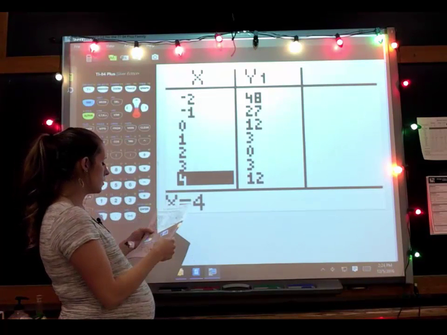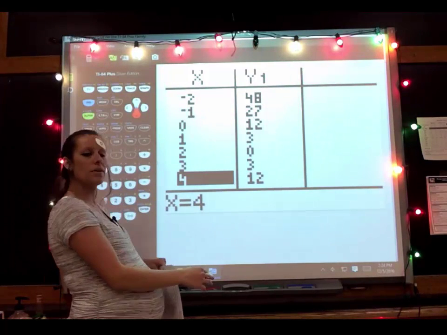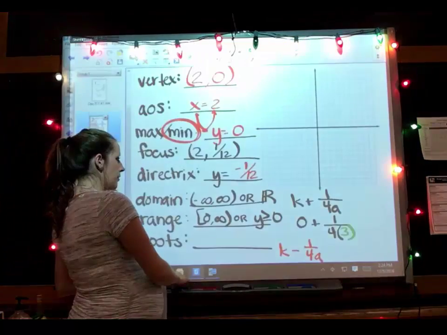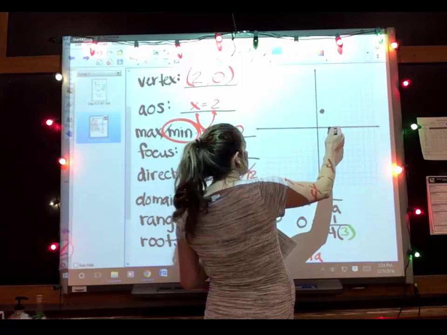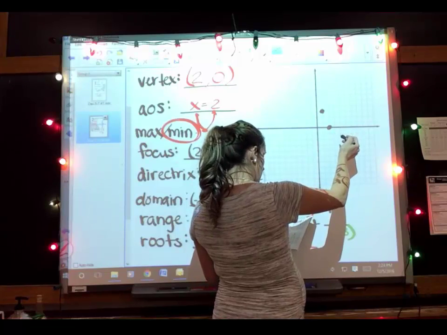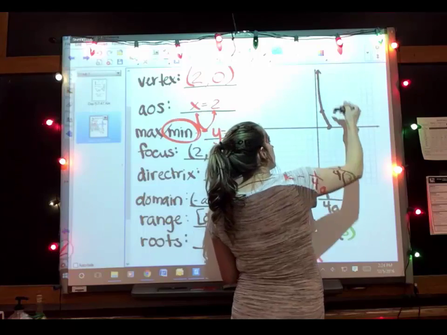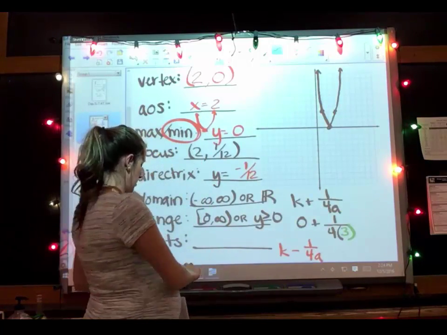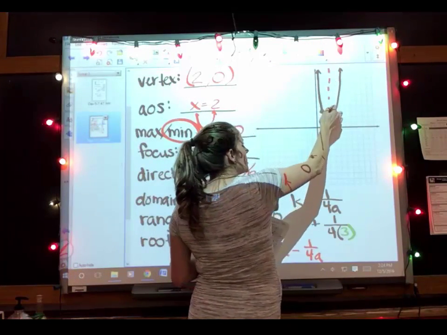So let's see. 0, 12 is going to be off the graph. We can't graph that. 1, 3 is a good point. So 1, 3, 2, 0, and what is it? 3, 3? So it looks like that. Let's go ahead and draw our axis of symmetry. Goes right down through the vertex.